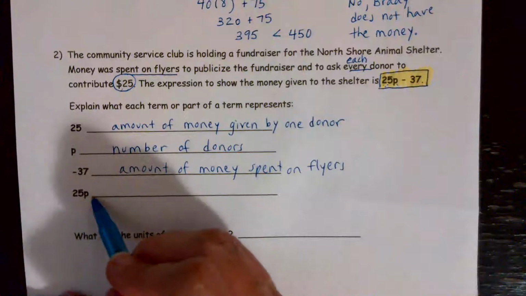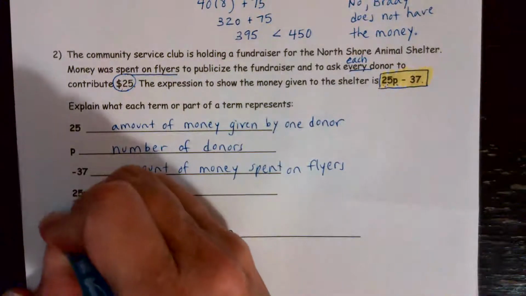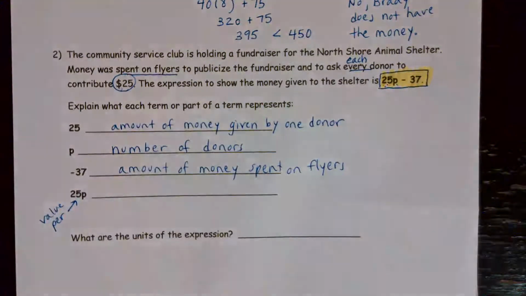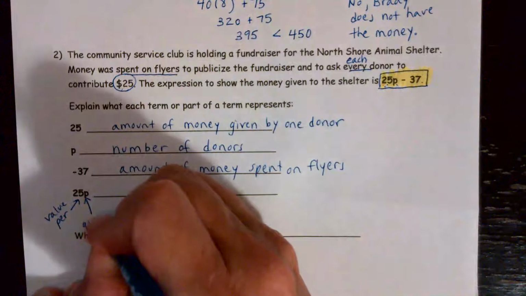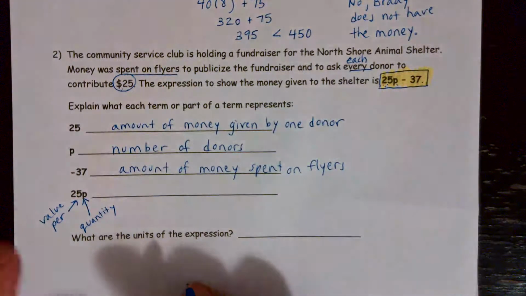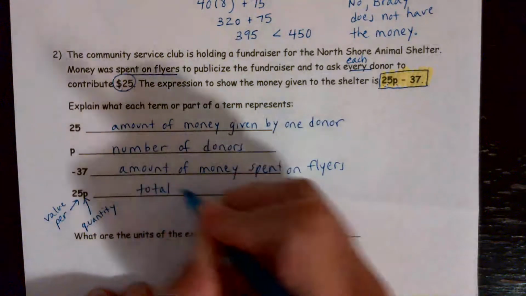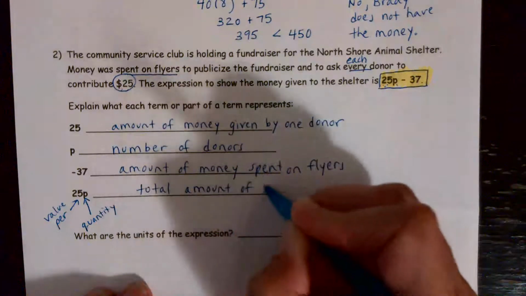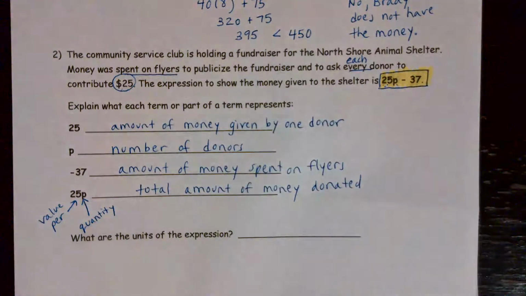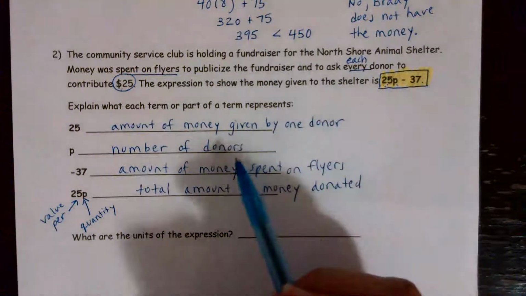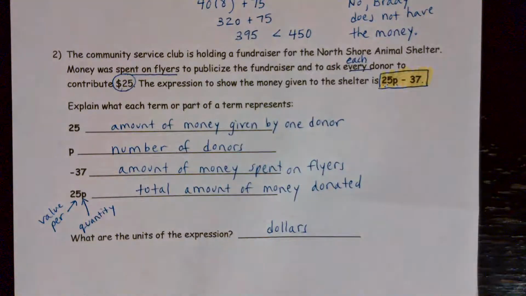And finally, 25p, 25 times p. So remember, this is the value per donor, or how much money was given by one donor. The p represents our quantity, how many donors. So the amount per one times how many I have is the total amount of money donated. And what are the units of the expression? So we're talking about money, we're talking again about dollars. So this has been another SOS video.